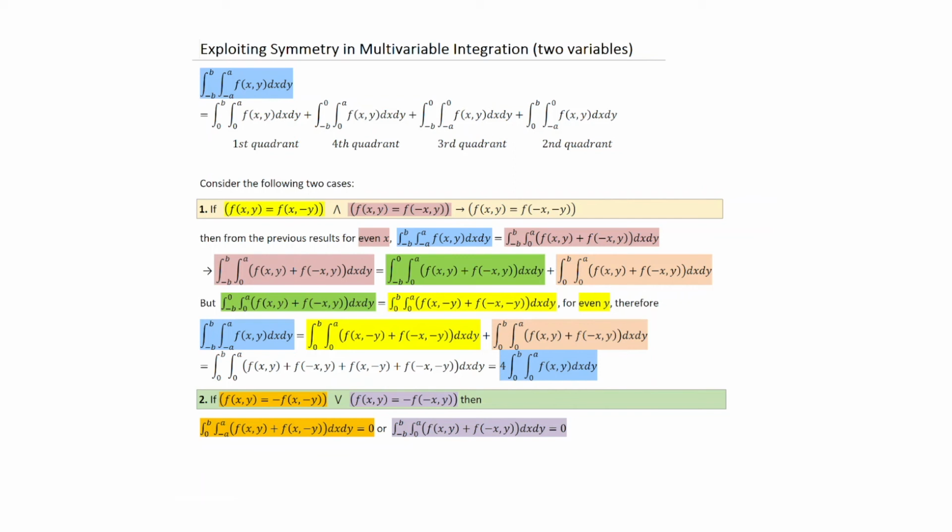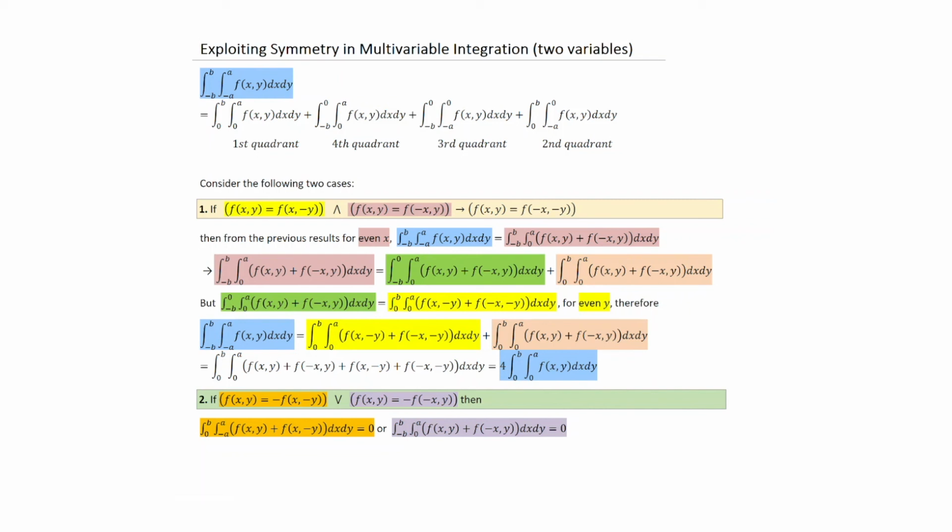So let's look at the first case. We're going to say if f(x,y) equals f(x,-y), which means even in y, and f(x,y) equals f(-x,y), which means even in x, right? If both conditions are satisfied, then we can state that f(x,y) is equal to f(-x,-y). Now that has no name to it. It's just a basic inference.